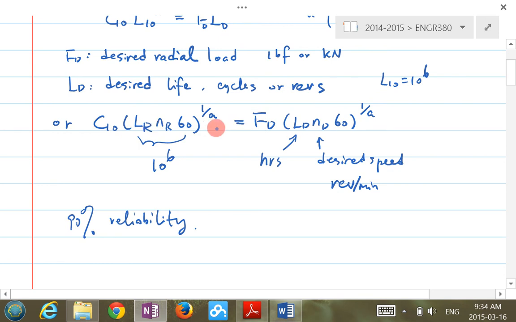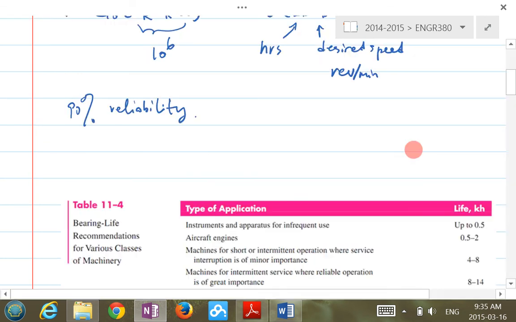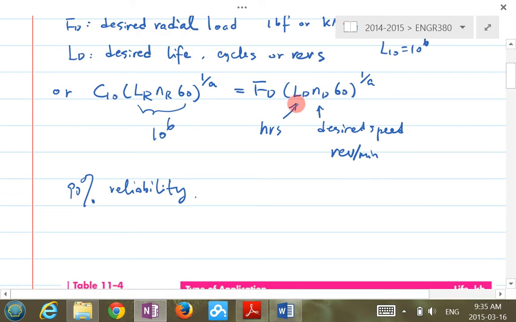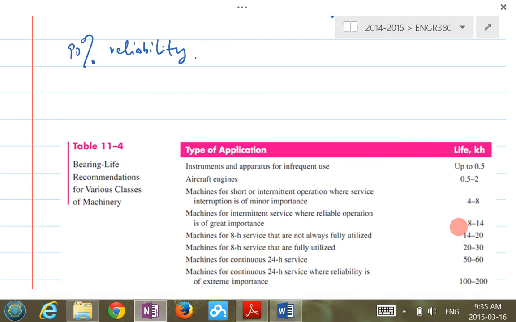There are two different ways of dealing with different reliability. One way is from the textbook, and another way is from the SKF catalog. What I recommend is that we use the SKF catalog equation. I did some comparison, and the results are pretty close to each other. But first, this one talks about the desired life, and sometimes you probably wonder what you should pick for the desired life.